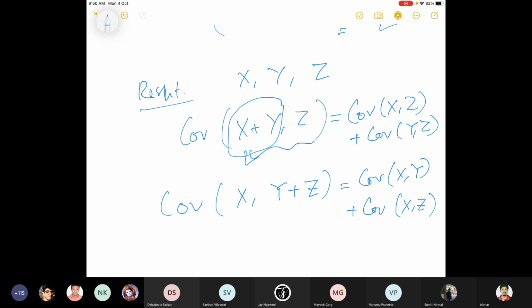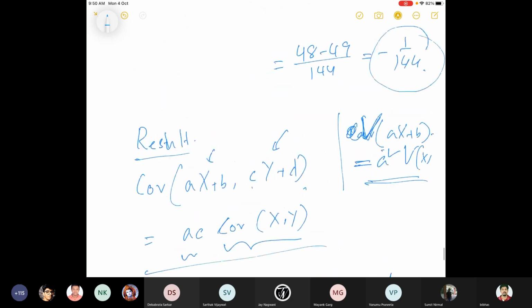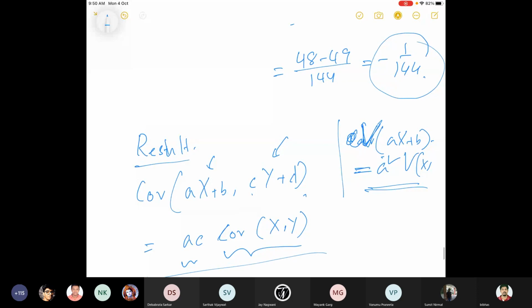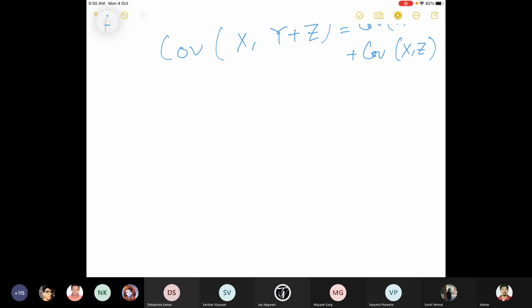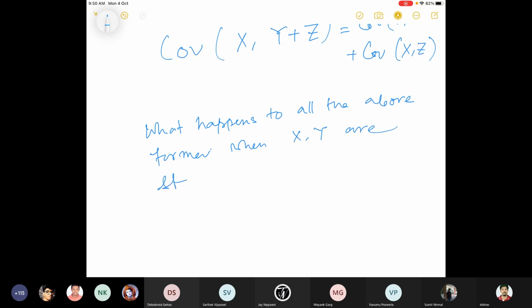Okay. Now, this is for any general pair of random variables x and y. But what happens if they're independent? What happens to all these formulas, to all our formulas, when x and y are stochastically independent?